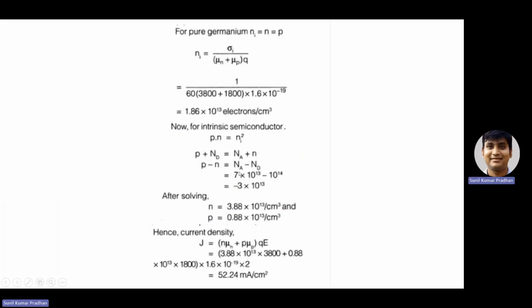This is the thing because this electron and hole concentration we can get by solving these two equations. This is the first equation, P into N equals Ni square, and P minus N is equal to minus 3 into 10 to the 13. Now what will be my current density here? That is equal to (N mu N plus P mu P) into charge into electric field. So finally the current density will be 52.24 milliampere per centimeter square.